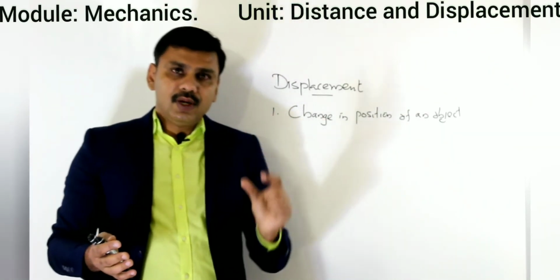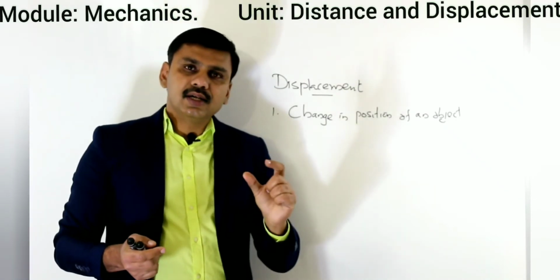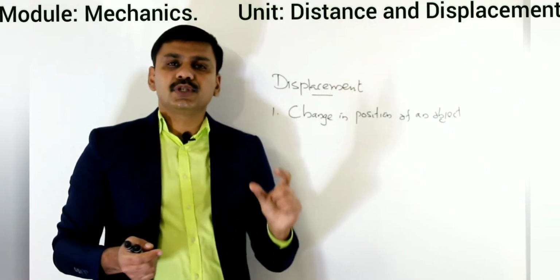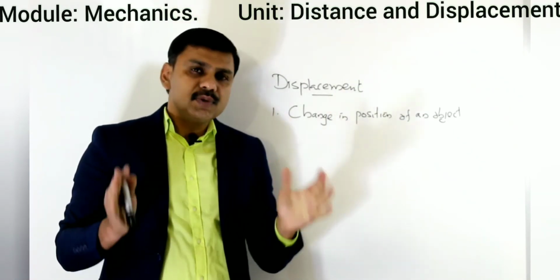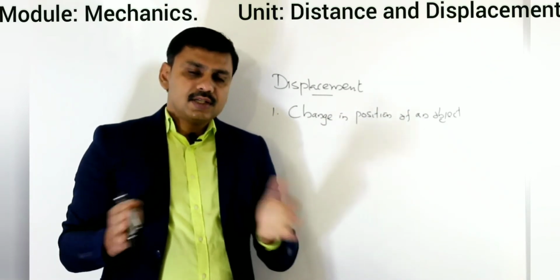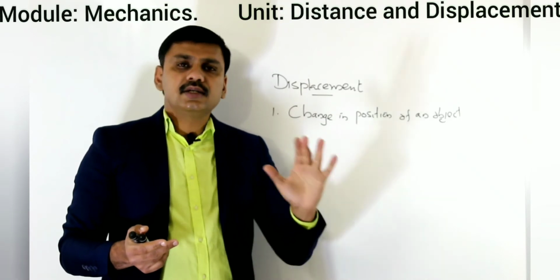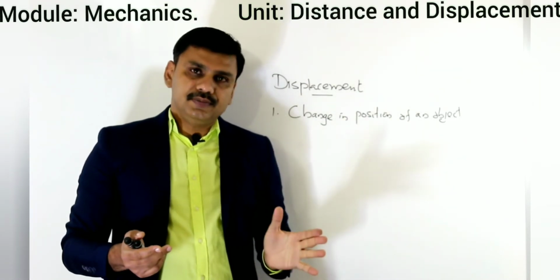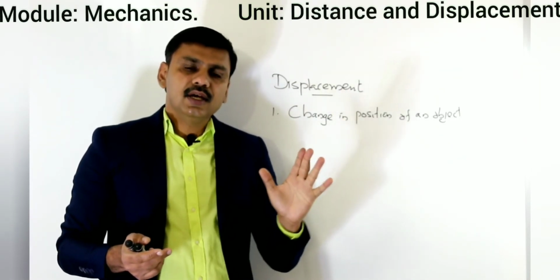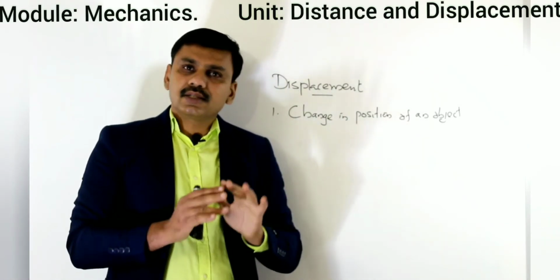So when you calculate displacement, you are considering only the change in position of an object. Displacement will not consider the path covered by the object. It takes only the change in position. And the change in position you can mark by a straight path.